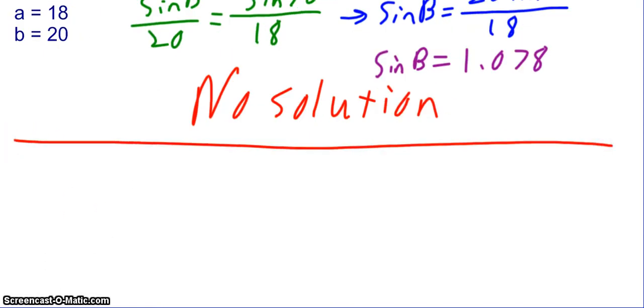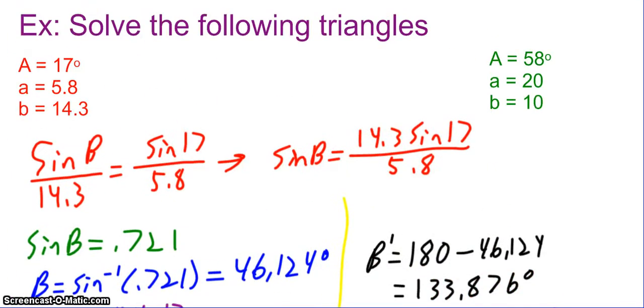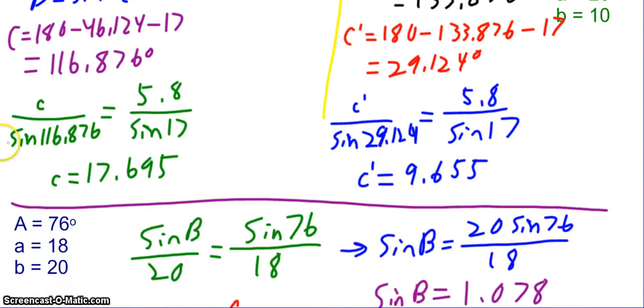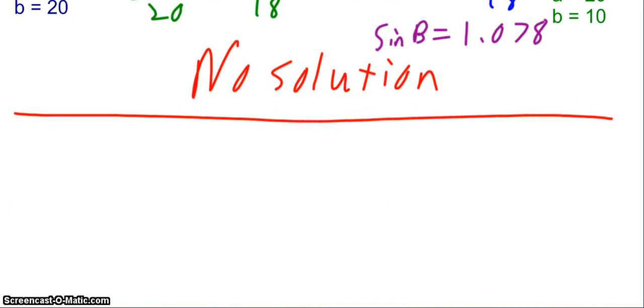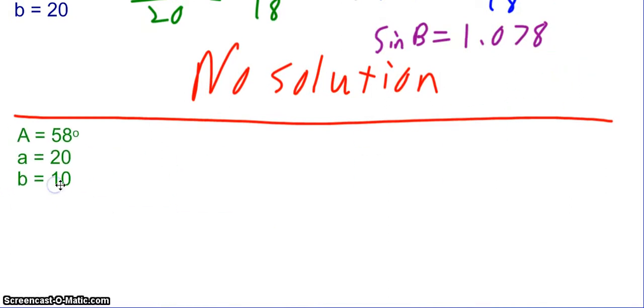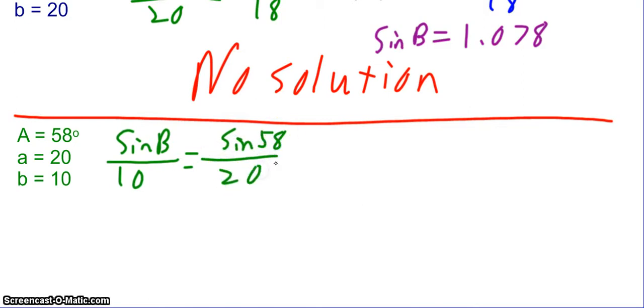Alright, and then just to show you the last one, spoiler alert, it's going to give you one solution, but I want to show you how, if you follow my method, you can find that relatively quickly also. So we'll start the same way, find angle B. So I know the sine of B over 10 equals the sine of 58 over 20. If I multiply by 10, I'm going to get the sine of B equals 0.424. So since this is within my domain of the inverse function, I know I'm going to have at least one solution.